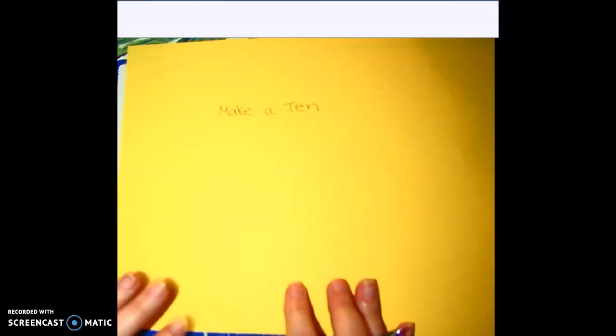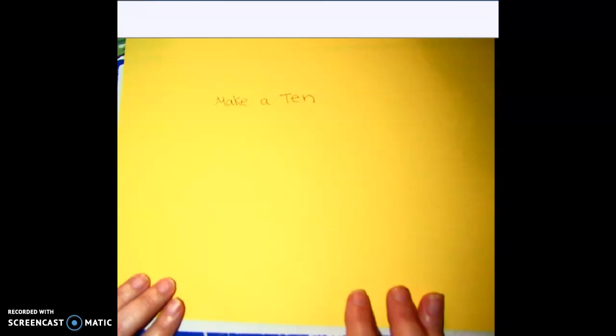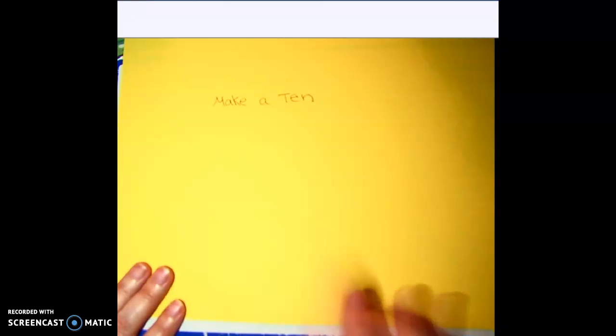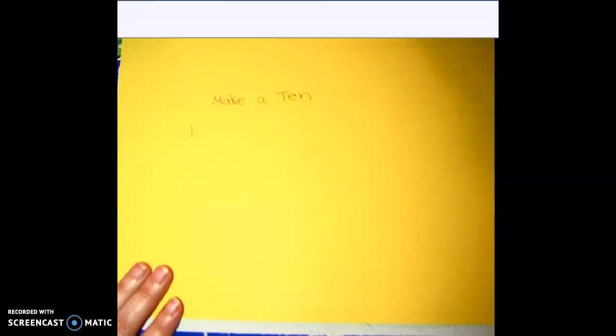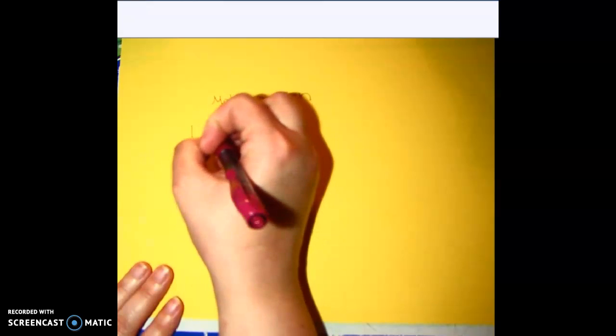with some single digit numbers, and then we're going to try them out with some of the things that we did today with the triple digit number. So make a 10, okay? And so what we need to be thinking about is if I have 1, what number is going to go with it to make it 10? So if I have 1, 9 is going to go with it to make it 10.